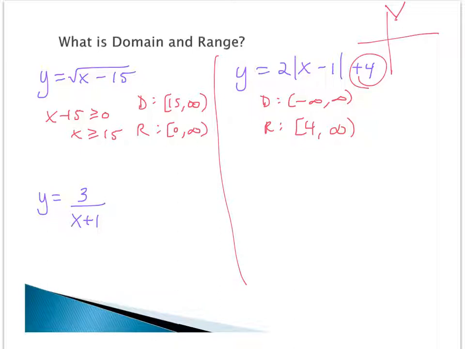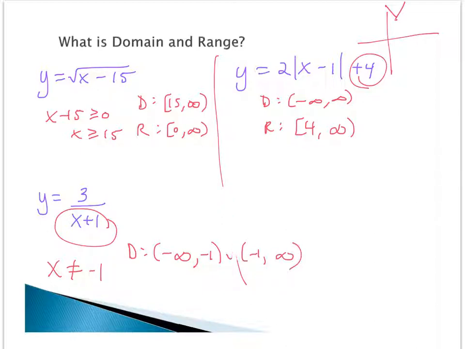This last one down here is a rational function. We will learn how to find the range for these second semester. For right now, we just want to make sure you can find the domain. And to find the domain, you look at your denominator. In this problem, x is not allowed to equal negative 1. So I would write my domain as negative infinity to negative 1, union negative 1 to infinity. And basically what this is stating is that all values except negative 1 are allowed.